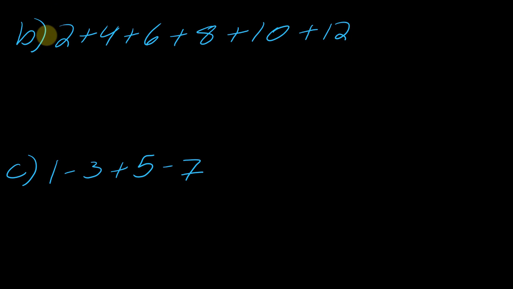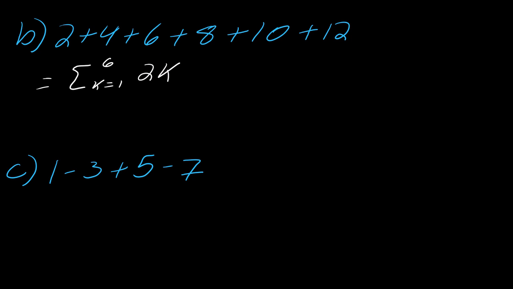Okay, so for this sum, I've got 2, 4, 6, 8, 10, 12. So these are all even numbers. So I'm going to start with the sum from k equals 1 to 6 of 2k. And if you think about this, then this will go 2, 4, 6, 8, 10, 12. So that'll get me exactly what I need to have.